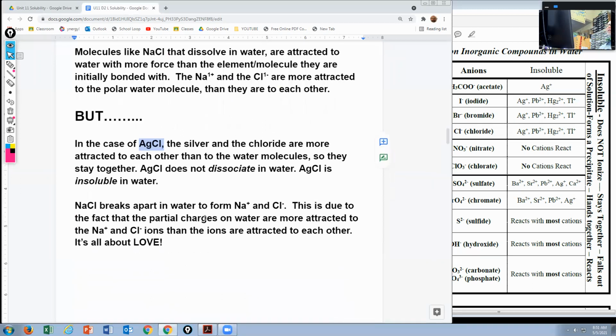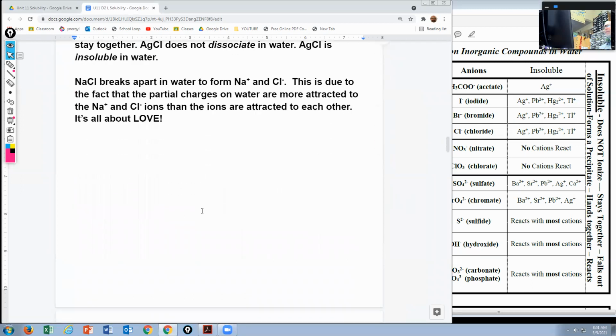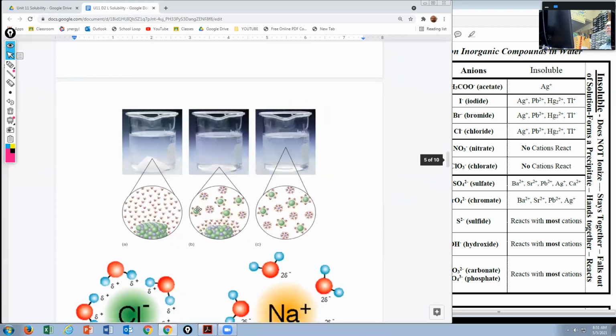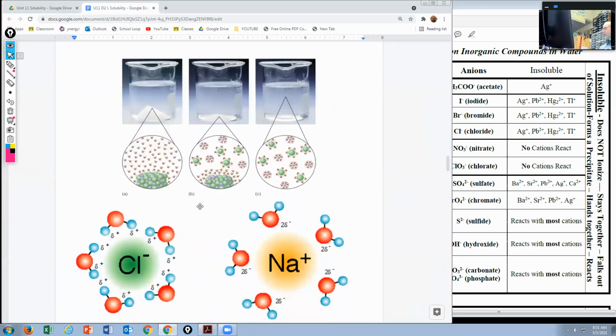Well, it's all about love, ladies and gentlemen. And I'm going to take you to the love right now. So let's just take a look at salt in water. Salt, which is made up of NaCl, you'll have a little Na particle and a little Cl particle. Water is going to come on in, and water is going to try to break the salts apart.